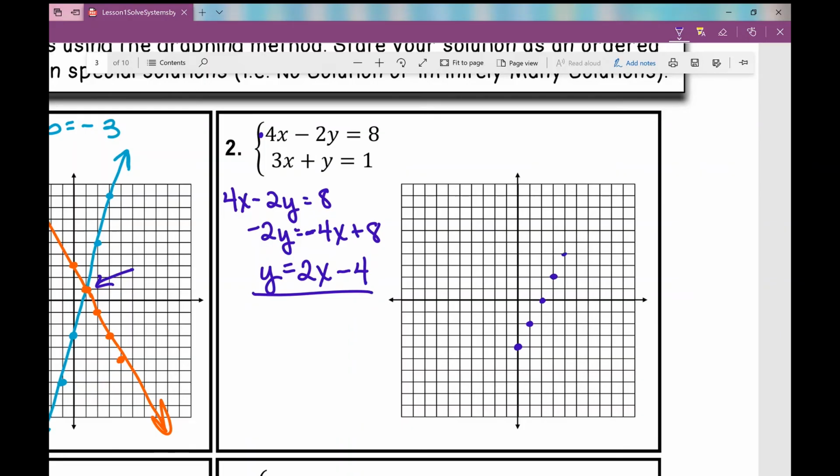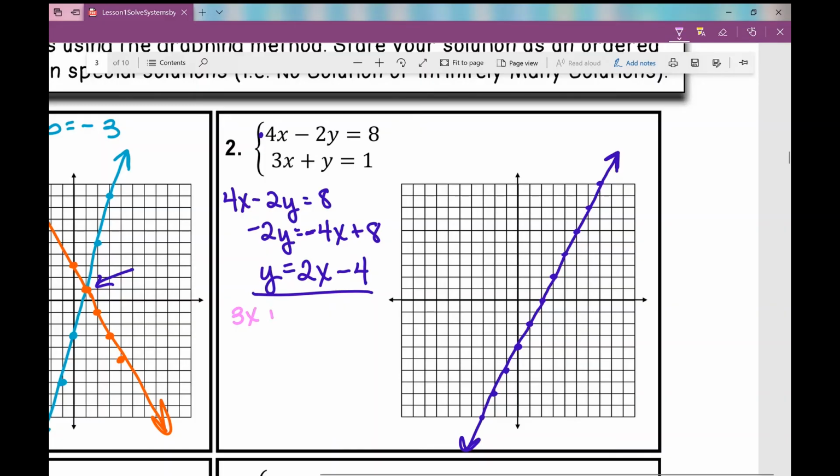And again, I like to put as many points on the graph as possible, because 19 times out of 20, nay, 99 times out of 100, your solution will be one of those points. Let's do the next one.